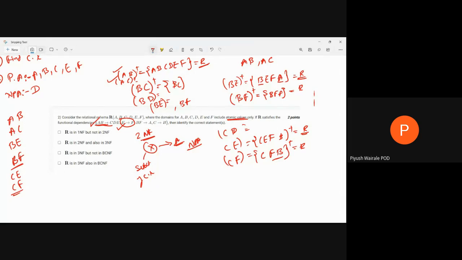This is also allowed because a prime attribute determines a prime attribute. BF determines A. BF is also a candidate key. This is also allowed. Now C determines B. C is also a prime attribute, and B is also a prime attribute, right? So all the conditions for 2NF are satisfied because no such partial dependency exists, that is, no subset of a candidate key determines a non-prime attribute. It means this relation is in 2NF also, right?